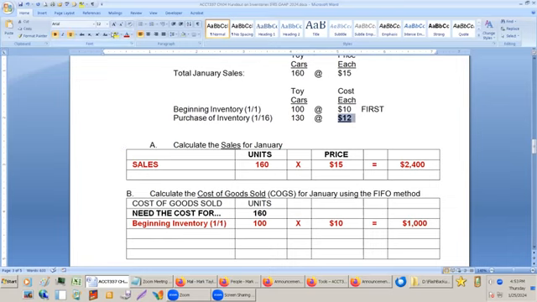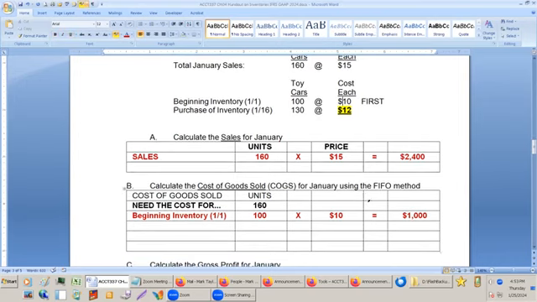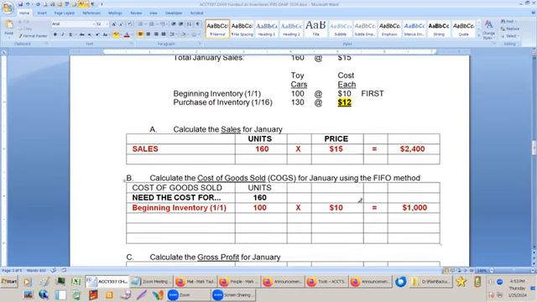Okay, so if they're all the same price, it doesn't matter what method you use. Using average cost, LIFO, FIFO, it all comes out the same. All right. So we found the first 100 units. How many more do we still need to find the cost for?